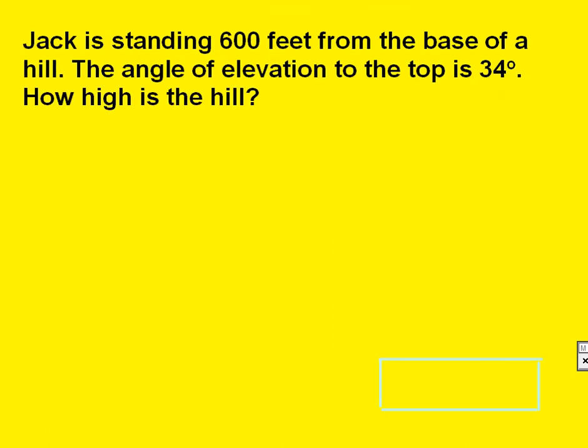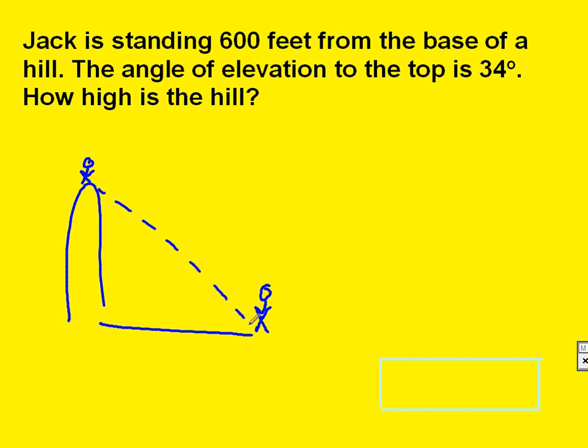Okay, let's look at another one. Jack is standing 600 feet from the base of a hill. So I'll say, like, here's the hill, if I'm drawing it. There's a hill, cool. And here's Jack. Jack says hi. He needs to know how high is the hill. Maybe Jill's up here at the top of the hill. So if he's this far away from the hill, again, here's my right triangle I'm kind of forming. He's 600 feet from that hill, and we know this angle of elevation is 34 degrees.